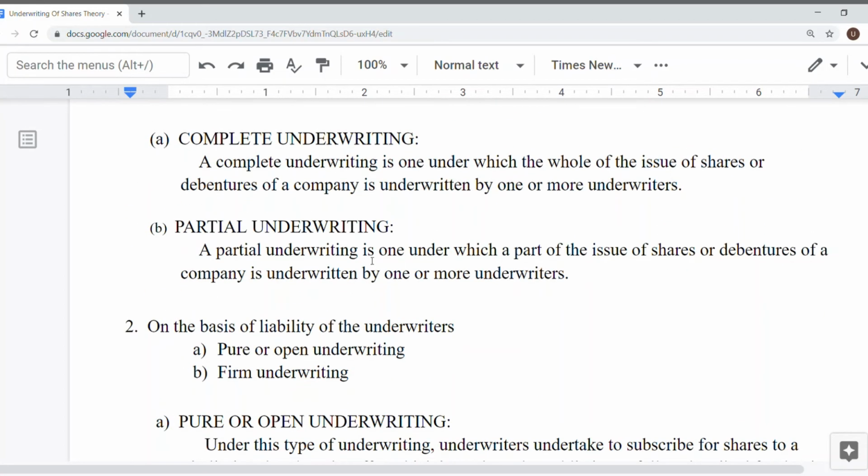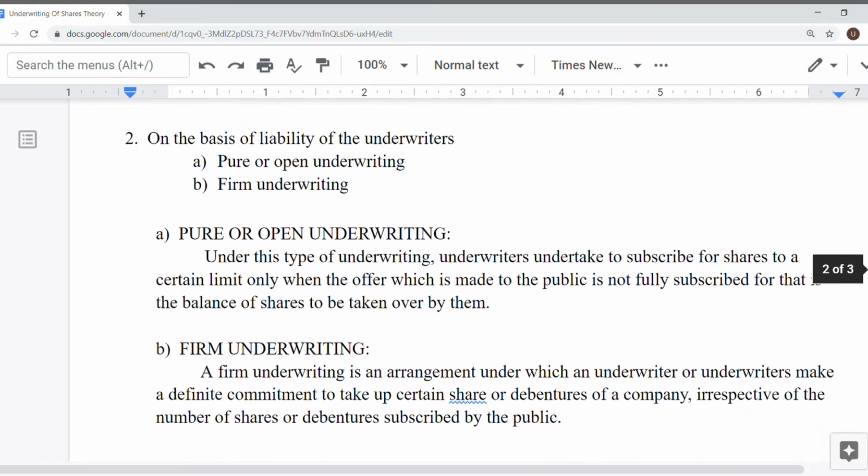Next, partial underwriting. A partial underwriting is one under which a part of the issue of shares or debentures of a company is underwritten by one or more underwriters. So in partial, as the name suggests, only a part is underwritten by the underwriters. So if the company is issuing 50,000 shares, the public has subscribed for 25,000 shares, the remaining 25,000 shares will be underwritten by the underwriters. That is partial underwriting.